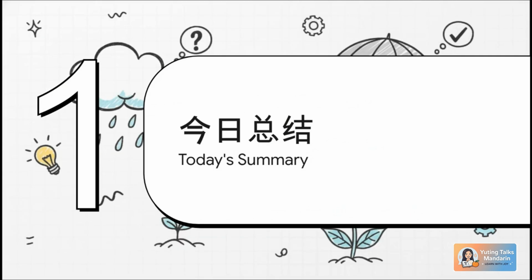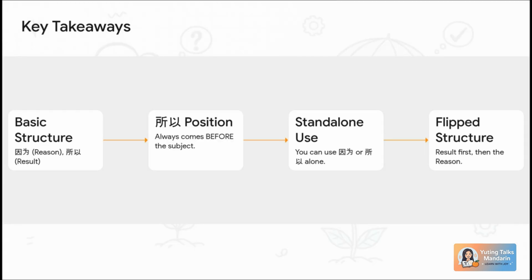And that's a wrap on all the main uses. Let's do a super quick review of everything we learned today. Okay, so first, the basic structure. Because for the reason, 所以 for the result. Second, that super important placement rule. 所以 always goes before the subject. Third, you can totally use 因为 or 所以 all by themselves. And finally, you can flip the whole thing and state the result first, then give the reason.